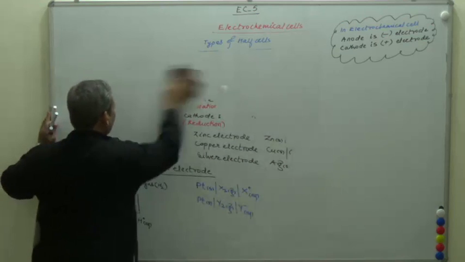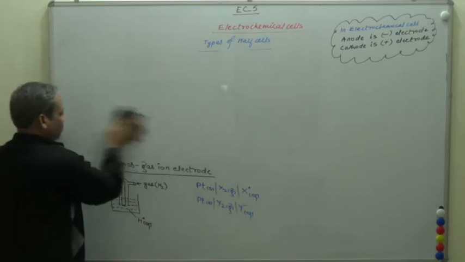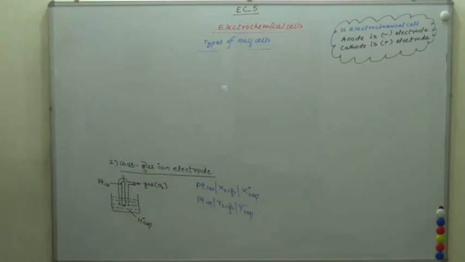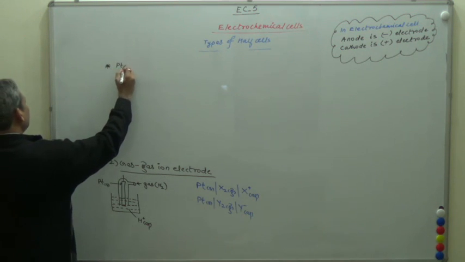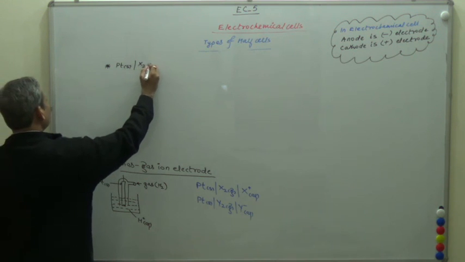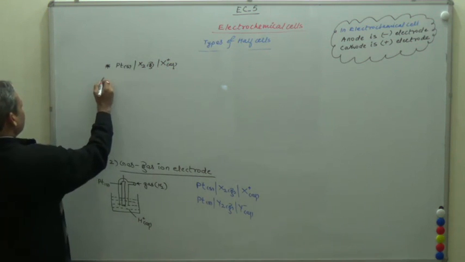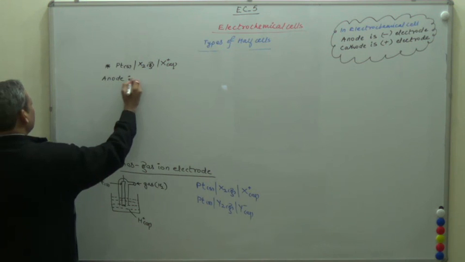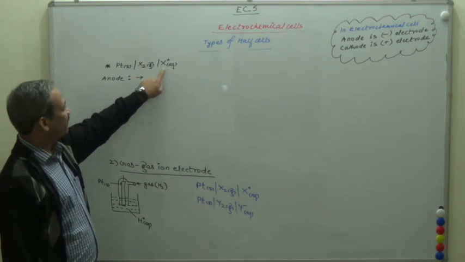So here we need an inert metallic conductor over which the gas molecules will get adsorbed. This gas ion electrode again can act as cathode as well as anode. So suppose this is the gas ion electrode, and if it acts as an anode, then the process of oxidation will take place. So this gas will get oxidized to gas ion.